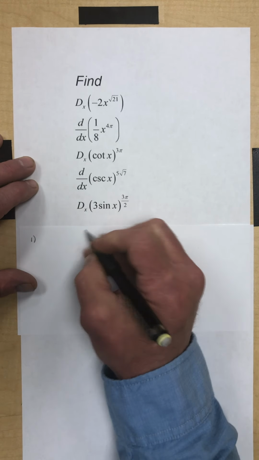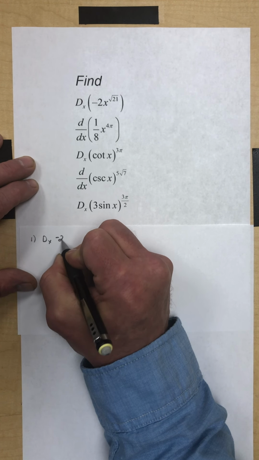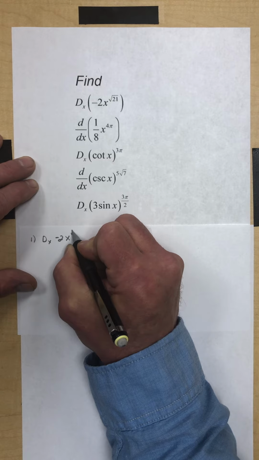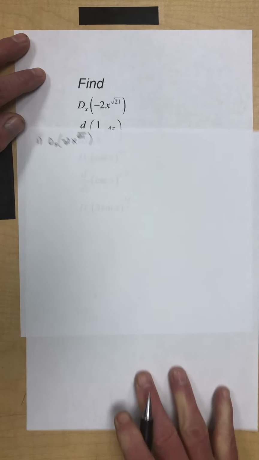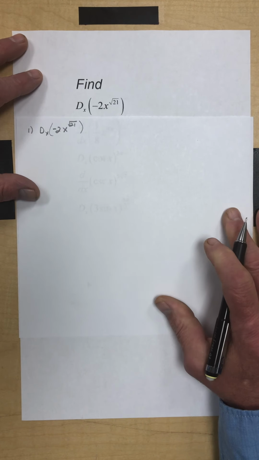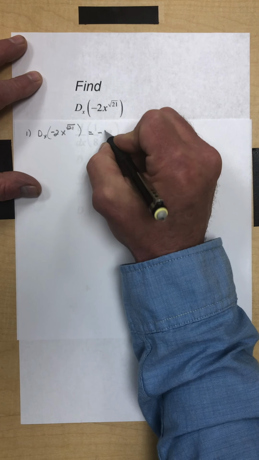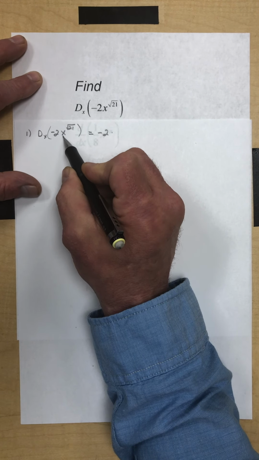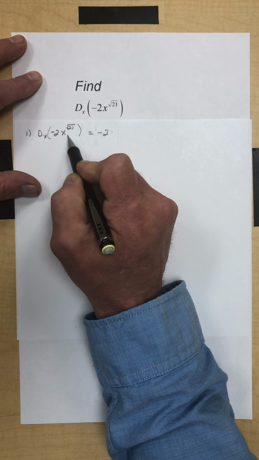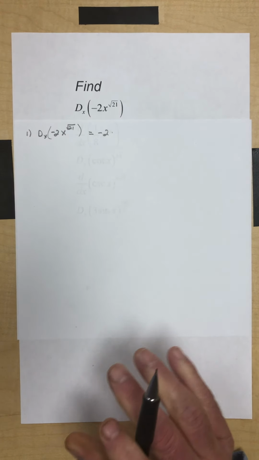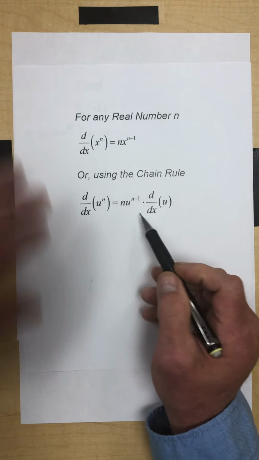Okay, we're taking the derivative of negative 2x to the power of the square root of 21. Well, negative 2 is just a constant multiplier, so we just pull that out front. That's nothing. And so I'm just dealing with x to the power of the square root of 21. Well, x is just x, it's not a quantity, so that means I can just apply this top rule right here. I don't have to worry about applying the chain rule.